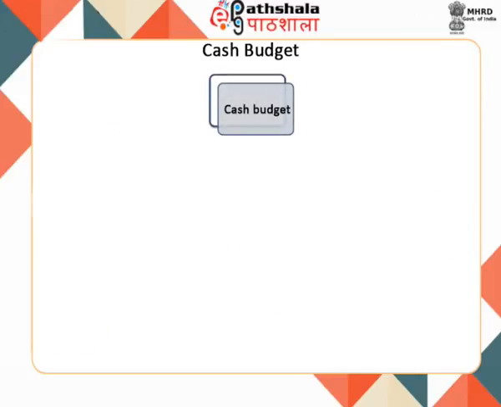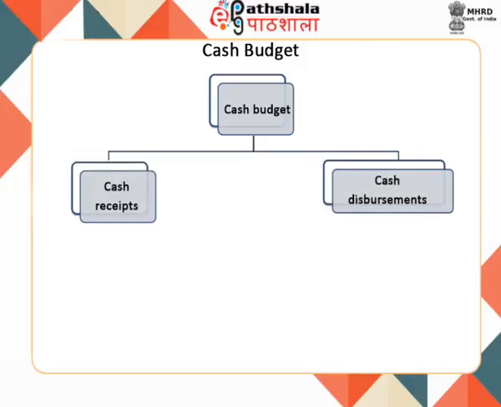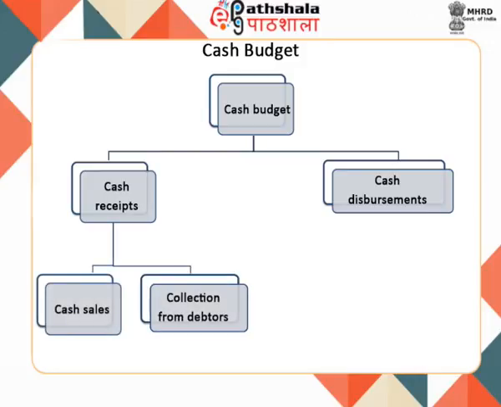A cash budget is an estimate showing the amount of cash which would be available in the budget period. The budget gives in detail the estimate of cash receipts and cash disbursements. The expected cash receipts depend on estimated cash sales, collection from debtors, sales of assets, borrowings, etc.